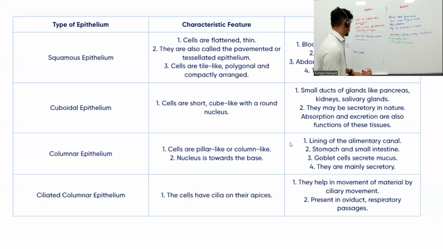In columnar, the nucleus is towards the base. In the case of cuboidal, the nucleus is found at the center because secretion has to be from the center. But in case of columnar, the nucleus is at the base. Pillar-like structure or column-like structure.